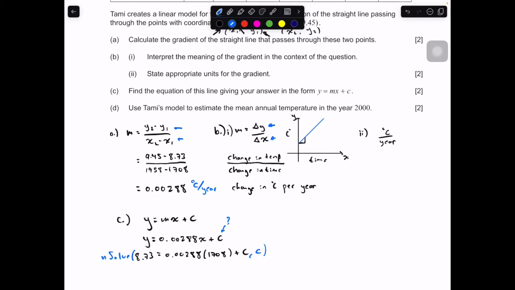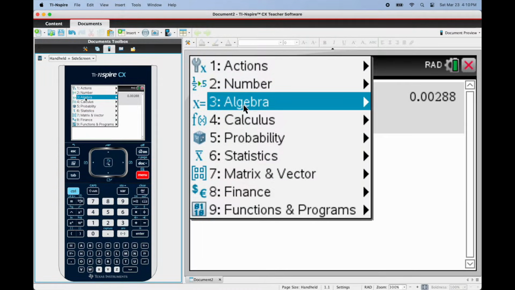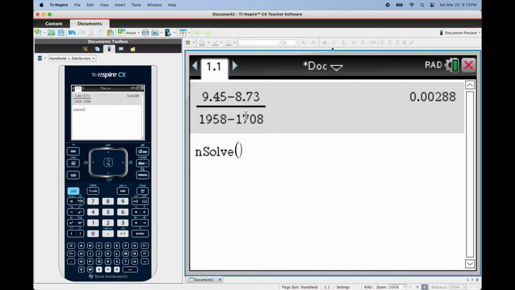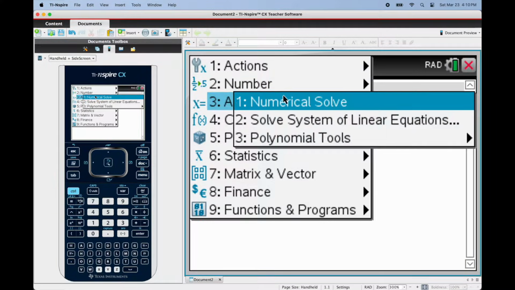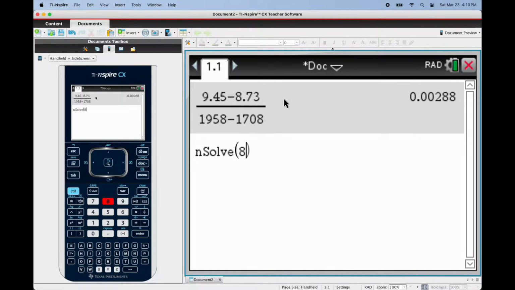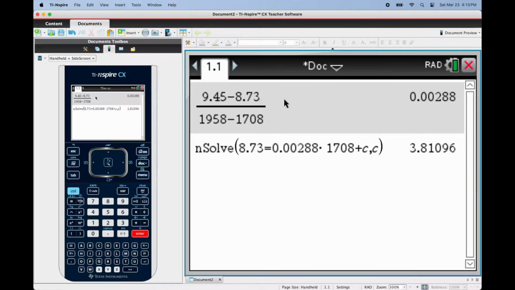Okay, so let's bring up the calculator and work this out. Let's go algebra, numerical solve. So let me get this up. Menu, algebra, numerical solve. 8.73 equals 0.00288. Open up a bracket, 1708. And we want to say plus c. We don't know what this is. And then, of course, ask the calculator what to solve for. There we go.